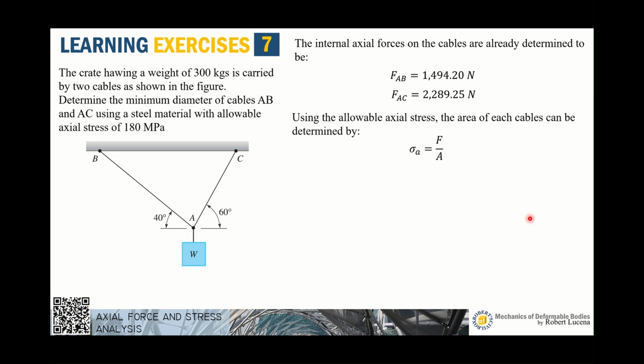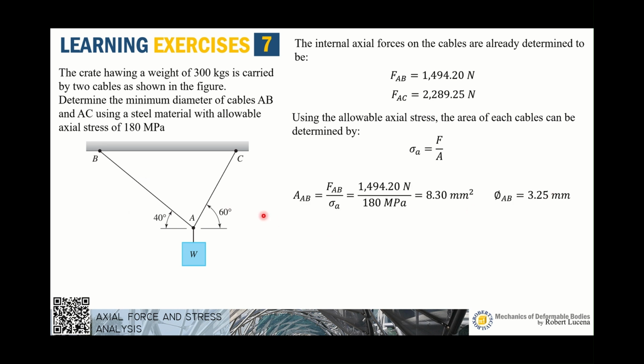Now, let's try to design the cable. If we have a 180 megapascal allowable stress, if we're using a steel material for this cable having an allowable stress of 180 megapascal, it is required for you to determine how big the cable will be. Recalling that the allowable stress is equal to force over area, we have the allowable stress limited to 180 megapascal. We know the internal reaction for cables AB and AC. We can solve for the area and then eventually identify the minimum diameter of each cable.